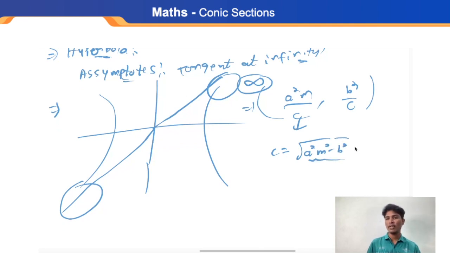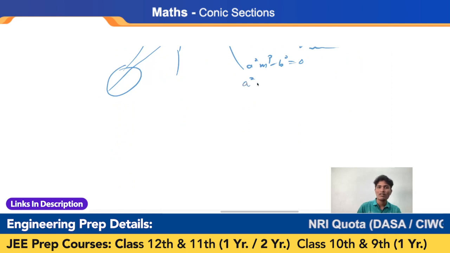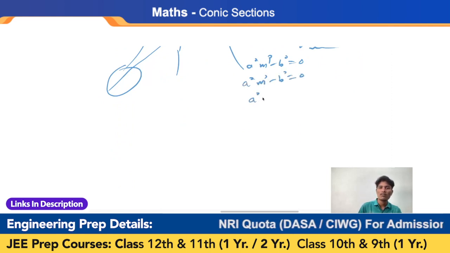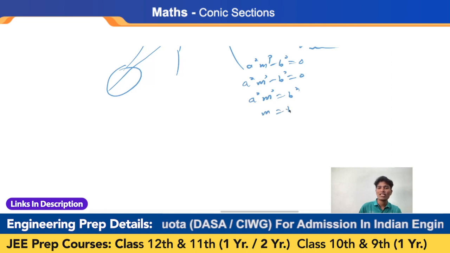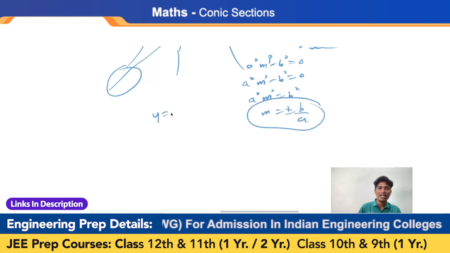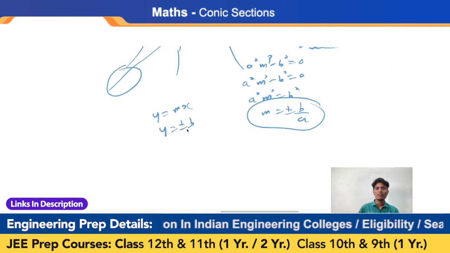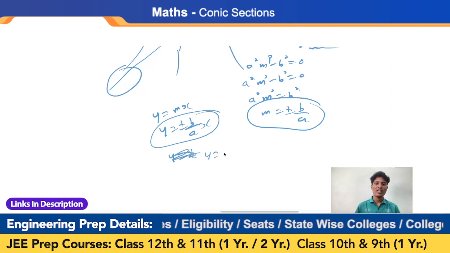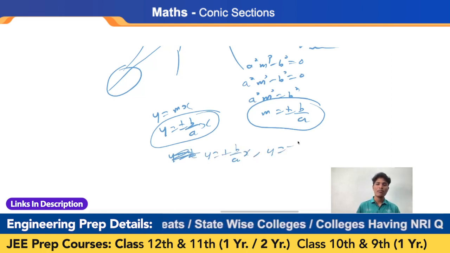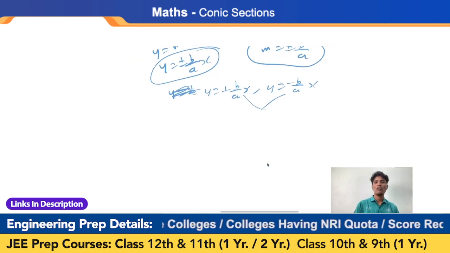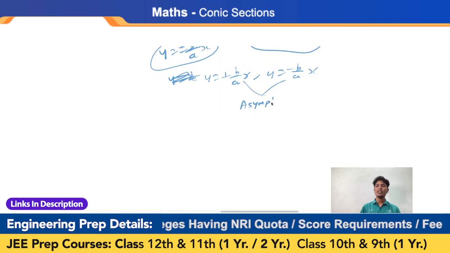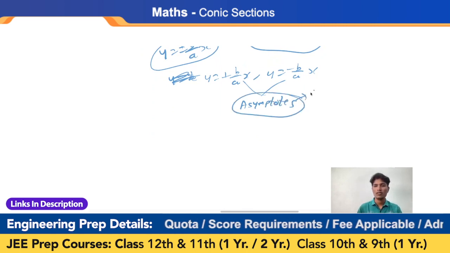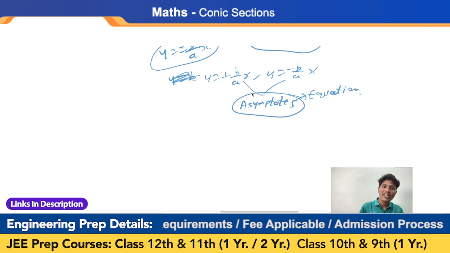Now if you observe, this should be equal to 0 in order to make the point of contact infinity. So a square m square minus b square is equal to 0. So what will you get for the m value? a square m square is equal to b square, m is equal to plus or minus b by a. If I substitute directly, I will get the equations y is equal to mx, that is y is equal to plus or minus b by a x. So y is equal to plus b by a x, and another equation y is equal to minus b by a x. These two are called the asymptotes equations.